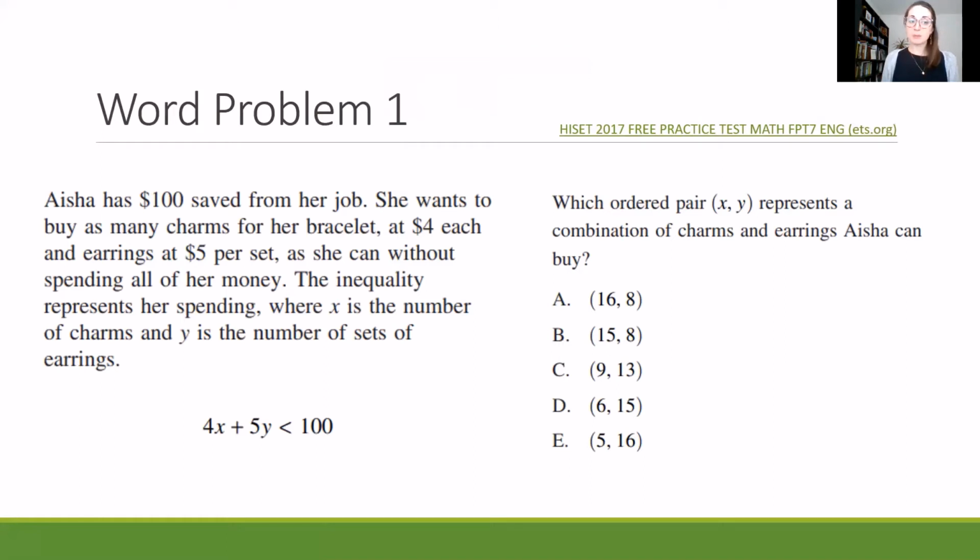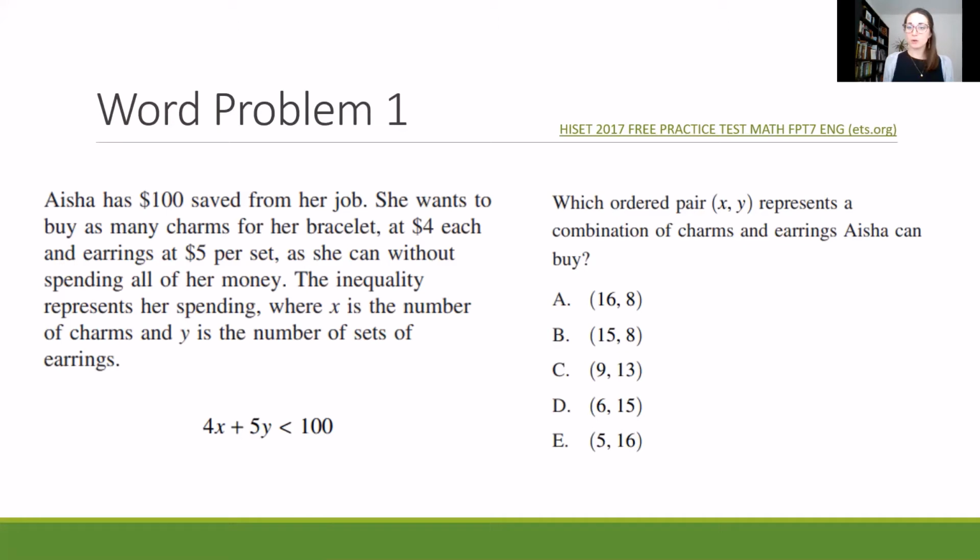The inequality represents her spending, where X is the number of charms and Y is the number of sets of earrings. So we see the inequality here, 4X, so $4 per charm, plus 5Y, so $5 per pair of earrings, has to be less than 100 because she only has $100 to spend and she doesn't want to spend all of it. Now, here it says which ordered pair represents a combination of charms and earrings Aisha can buy.